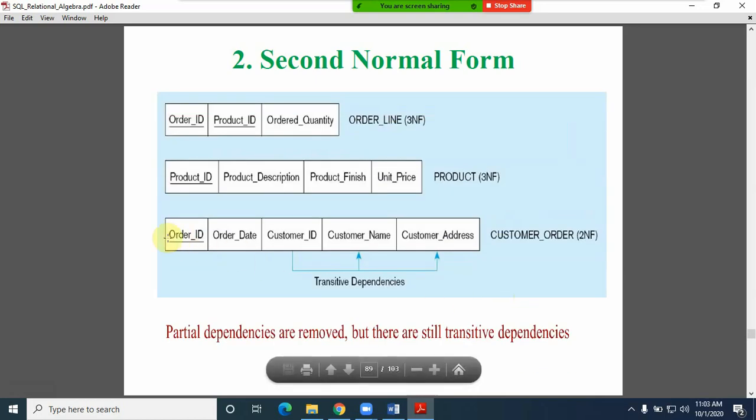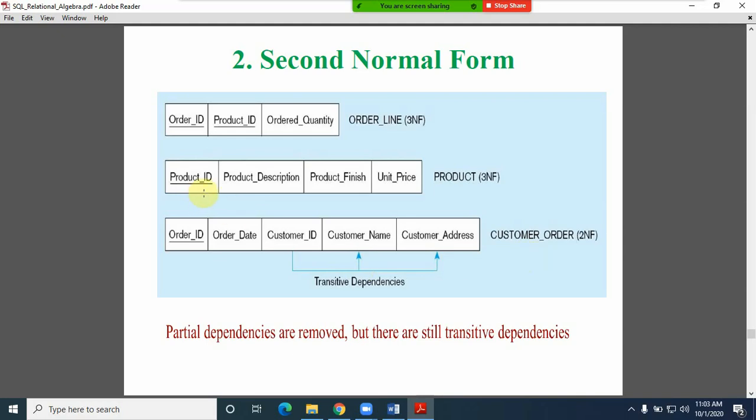By considering these particular points, as order ID is the only primary key and all these non-keys are completely dependent on the primary key, we can say this is in the second normal form. This is in the second normal form. Our requirement is that only.